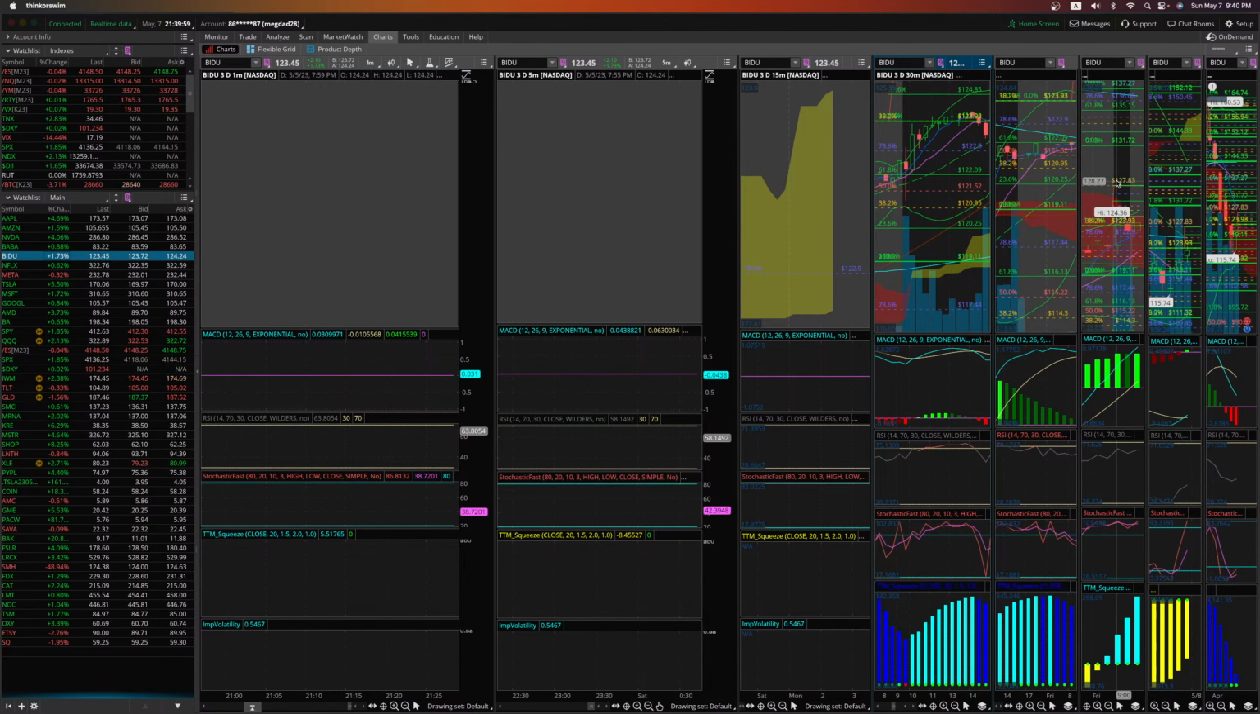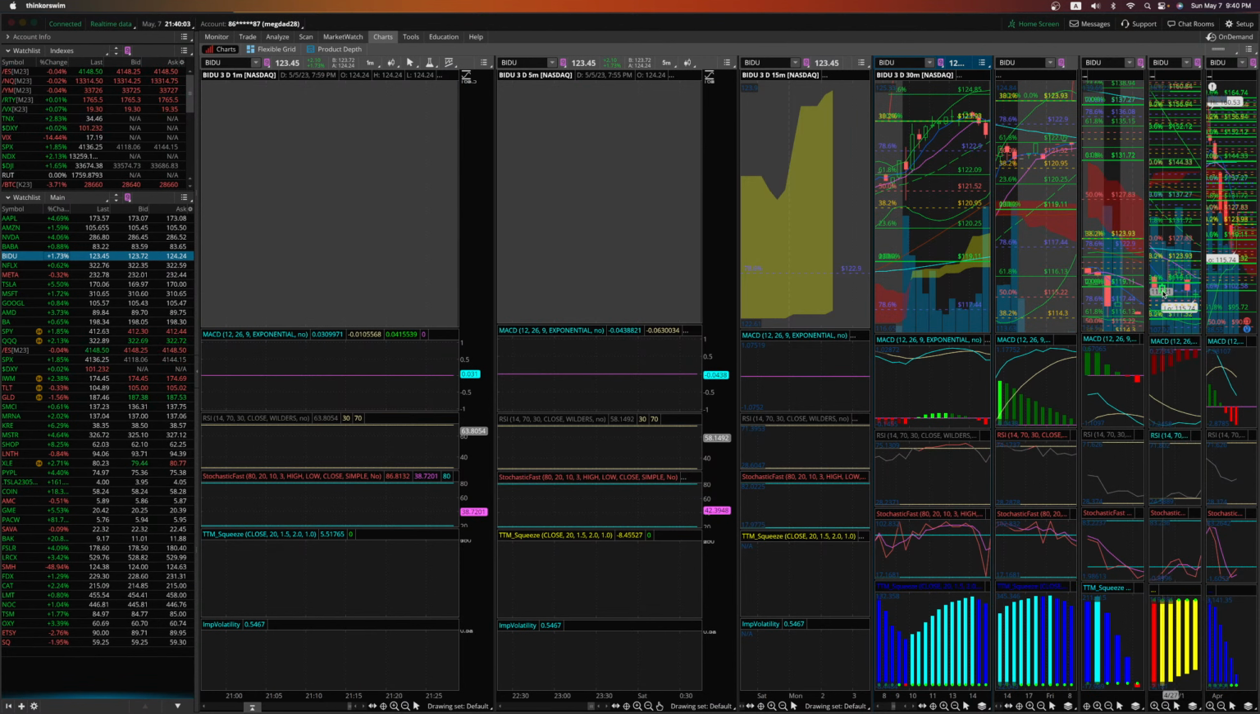Bidu is really interesting. The 4 hour got a golden cross on this day, 2/27. I remember a few of our followers played that actually. 2/27, 4/27, it gave the first TTM squeeze yellow bar. So it was a sign that this might be the bottom.